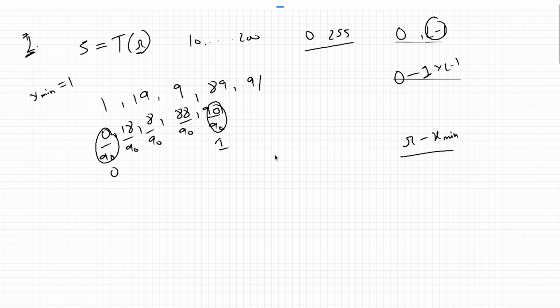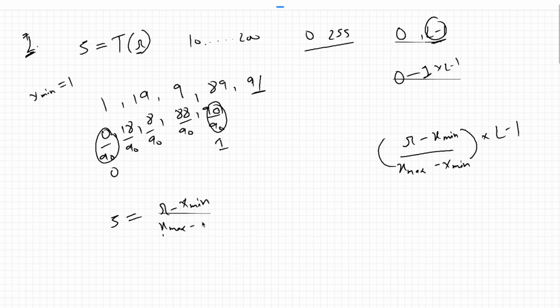Alright, so now I will write this in formula. We need to divide by 90, and what was 90? It was the highest number minus 1, and 1 was the lowest number. So it will be x max minus x min. Once we have this range, we just need to multiply it by L-1, because this is normalized, from 0 to 1. So here we have our transformation function. The final answer would be S equals R minus x min, divided by x max minus x min, into L minus 1. So this is our final answer.